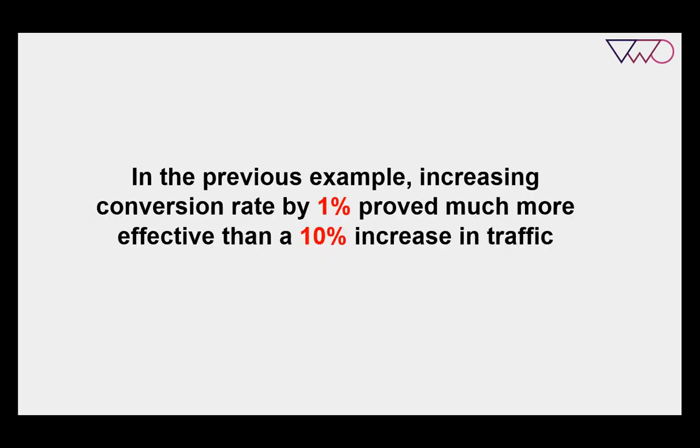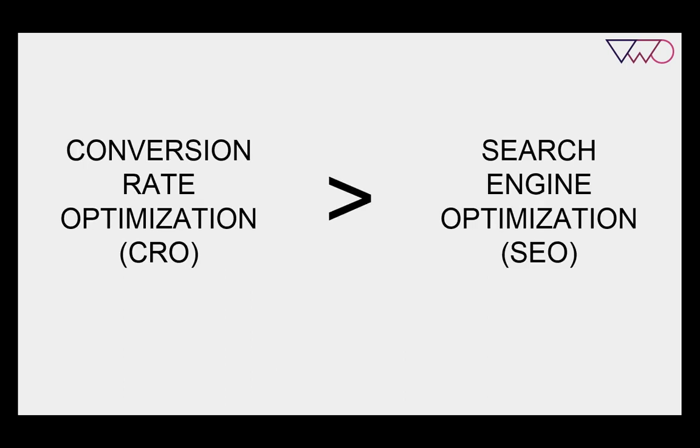So in the previous example, you saw that increasing conversion rate by just 1% proved much more effective than a 10% increase in traffic. So conversion rate optimization is much more effective than search engine optimization. This is not to demean the importance of SEO. I'm just trying to make the point that making your current visitors convert more often is much more beneficial from a sales point of view than increasing traffic by 10%. It is much more beneficial to your bottom line, and it will result in a much more stable business.